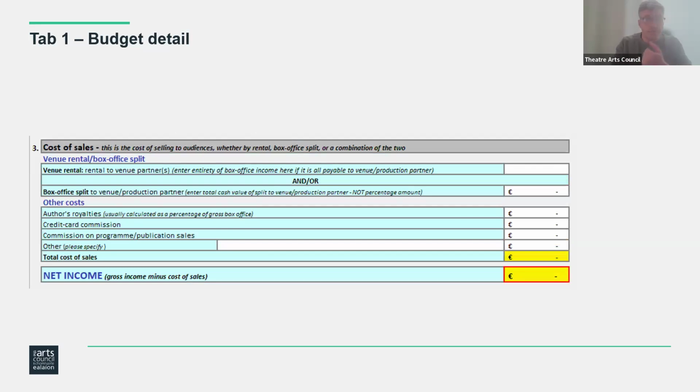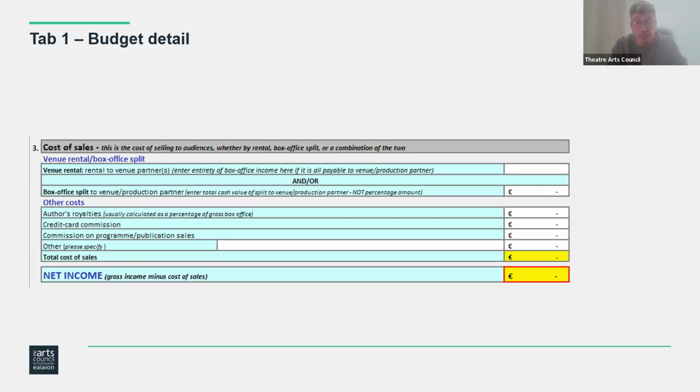Okay, so cost of sales. This is where it gets a little bit technical. So usually if you're making a show in a venue with a partner, there will be one of three deals. So either you'll be just renting the space. So you'll just put in here how much it is to rent the space. You would negotiate that with the venue. They say renting the space is this much. You pay that to them, and then you keep all the box office. That's the case where you'd be paying rental to a venue.